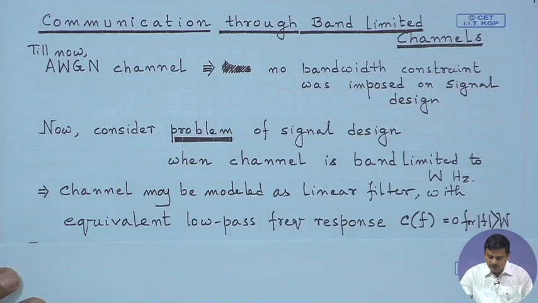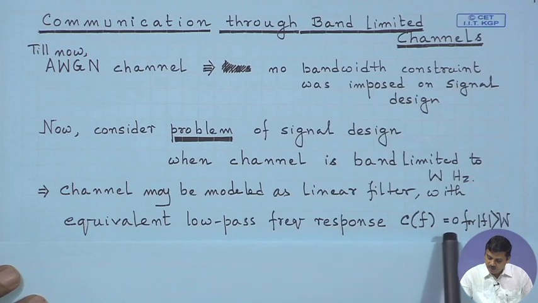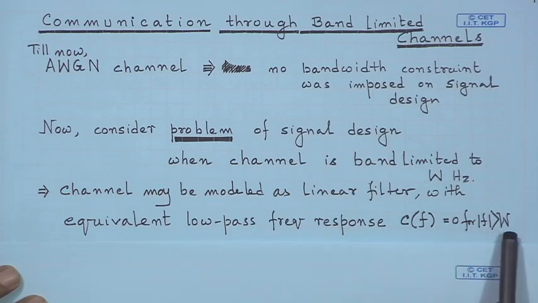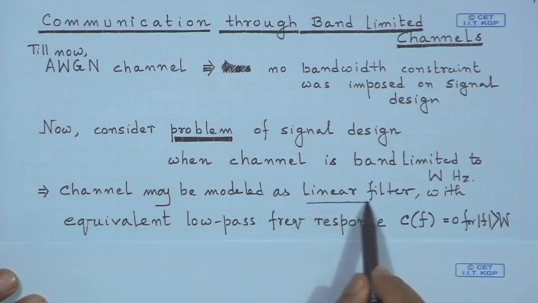The channel in this case may be modeled as a linear filter with equivalent low pass frequency response C of f equal to 0 for frequencies greater than W. There are some important things here. We are talking about a linear filter model. Generally this is a well accepted model, so we need not be much worried about the channel being represented by a linear model. We will agree with this and proceed. For other situations things would be different, but since this is also a baseline, it stands as a very important platform for developing several situations as we will encounter.